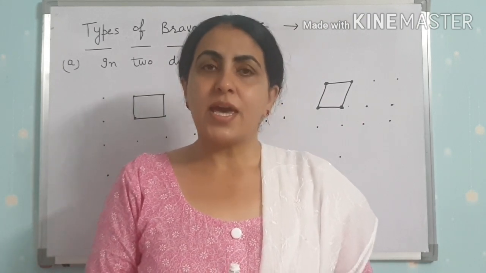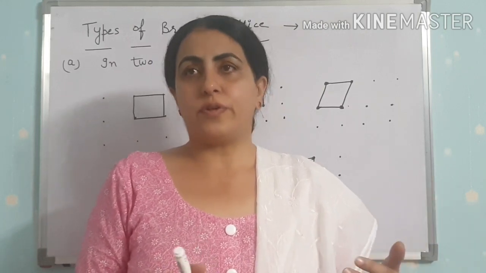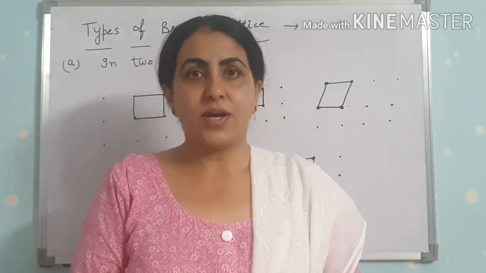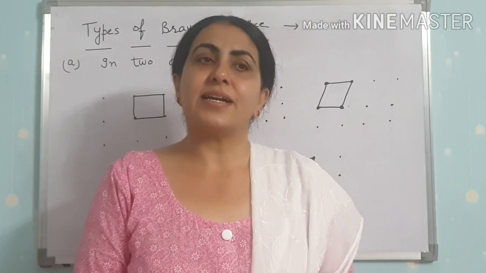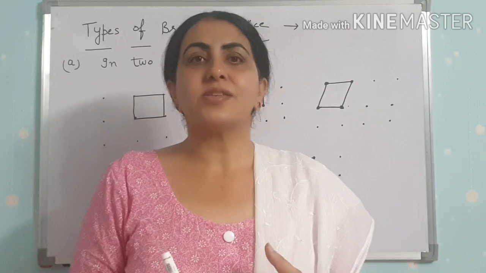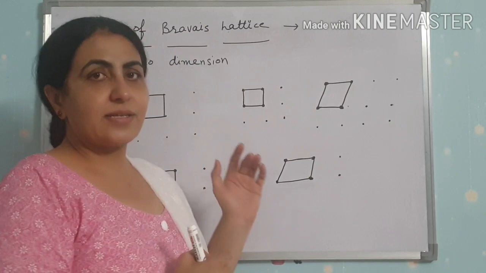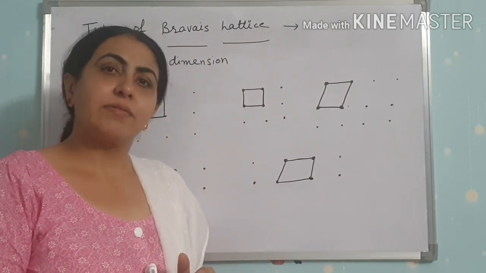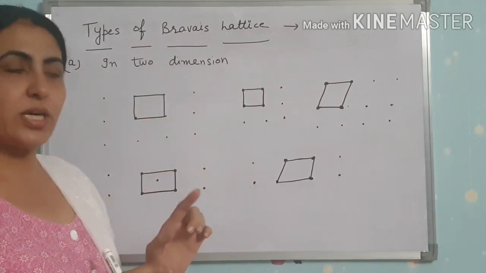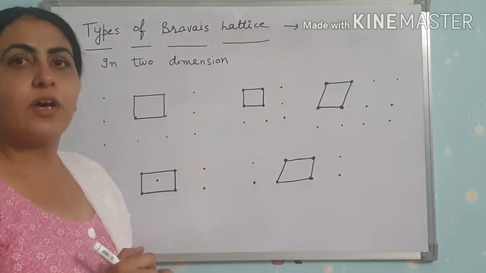A space lattice is an array of points, and every point has an identical surrounding. So a Bravais lattice is one in which every lattice point has an identical surrounding and obeys symmetry operations. On this basis we discuss the Bravais lattices in two dimensions and in three dimensions. First, Bravais lattices in two dimensions, which are of 5 types.